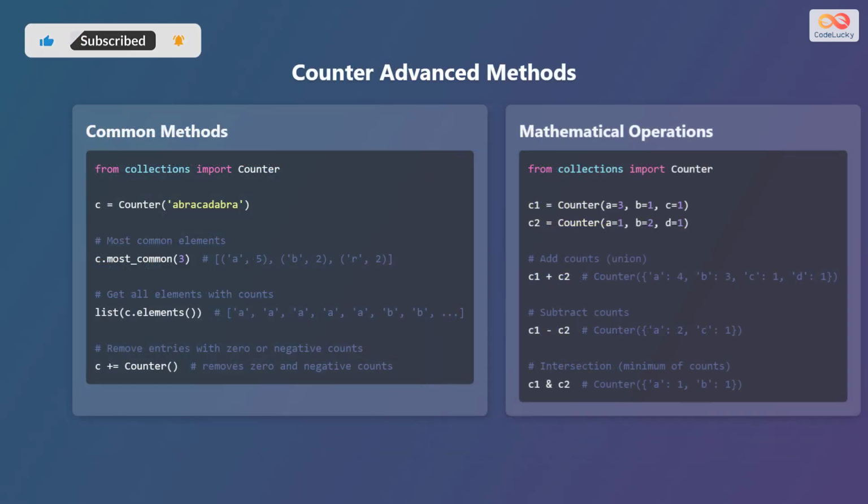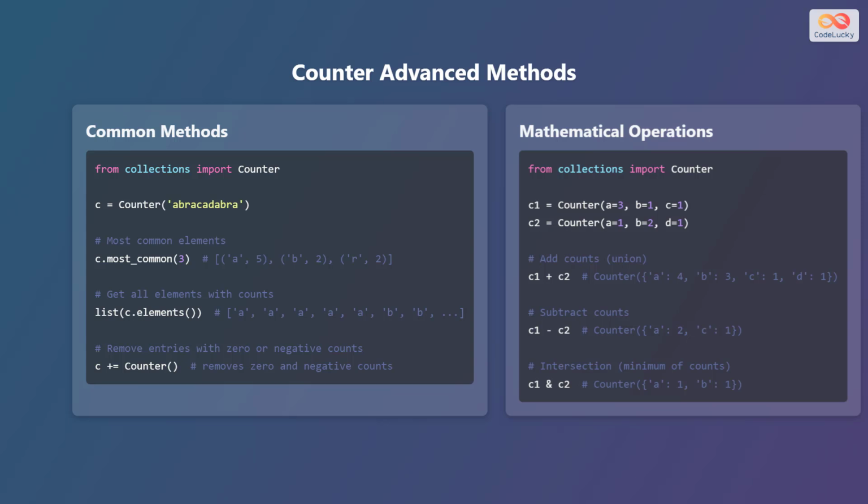Now let's look at some advanced methods for counters. We can use common methods. First, import Counter from the collections module. Then create a counter from the string abracadabra. To get the most common elements, use c.most_common(3). This returns a list of the 3 most common elements and their counts.